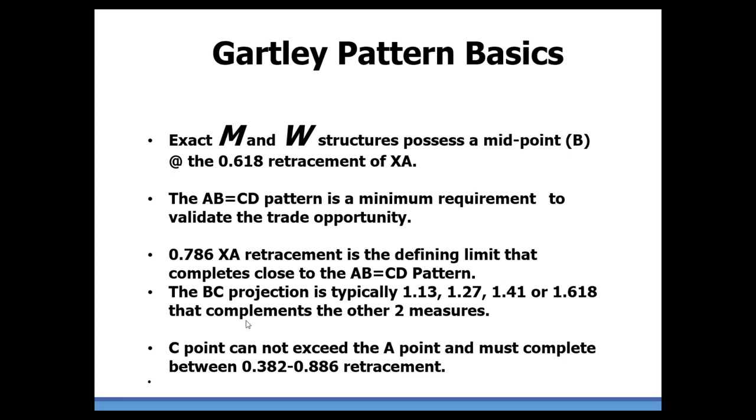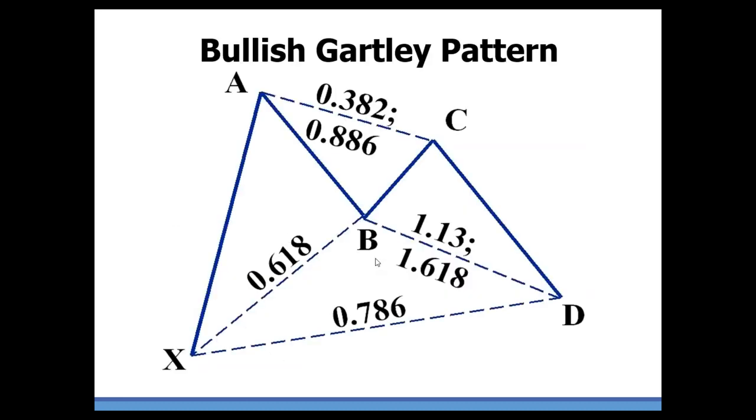We also look at the other measurements, the BC projection and the C point. These define what the whole formation's about. Now this is a bullish Gartley. And again, that B point at a 618 is the only number that sets up with the symmetry and the math for where we're looking for a 786 XA reversal.